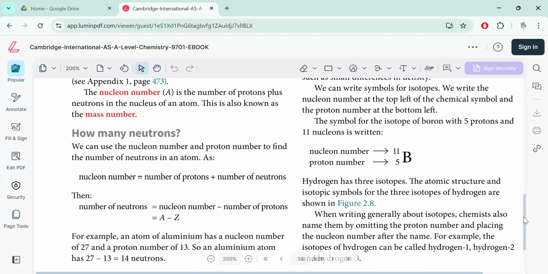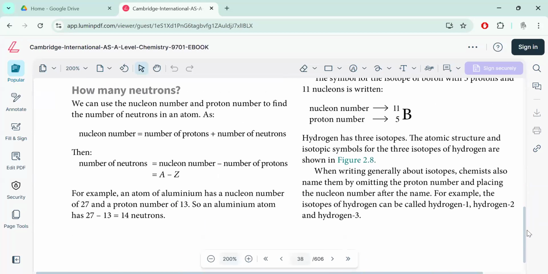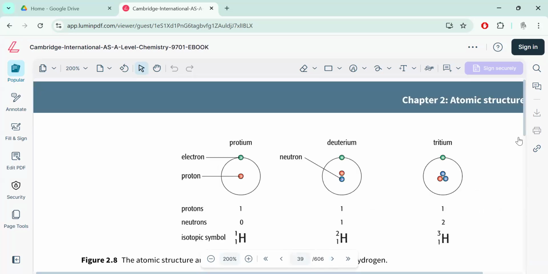So hydrogen has 3 isotopes. The atomic structure and isotopic symbol for the 3 isotopes of hydrogen are shown in this figure. Okay, we're going to check that out later on the next page. When writing generally about isotopes, chemists also name them by omitting the proton number and placing the nucleon number after the name. For example, these can be called hydrogen 1, hydrogen 2, and hydrogen 3. It's pretty simple.